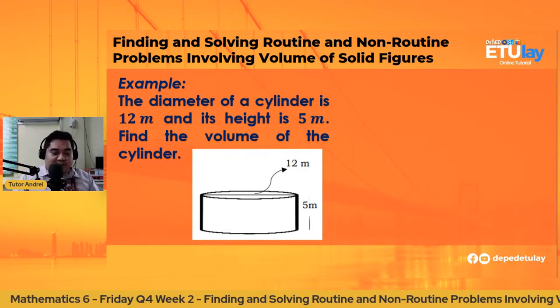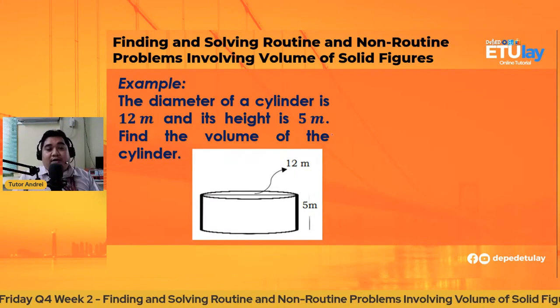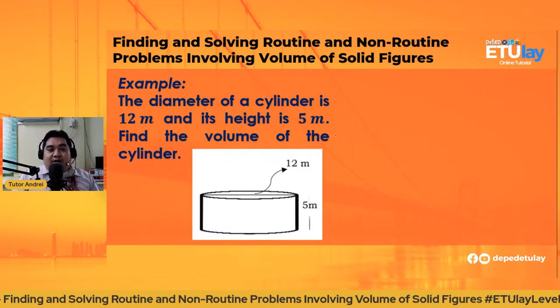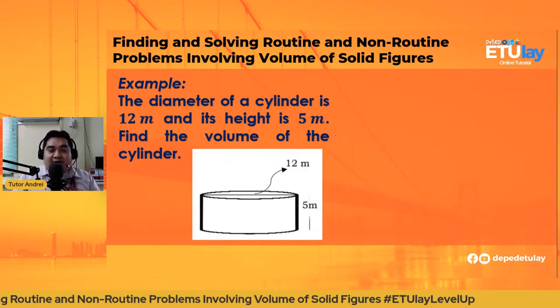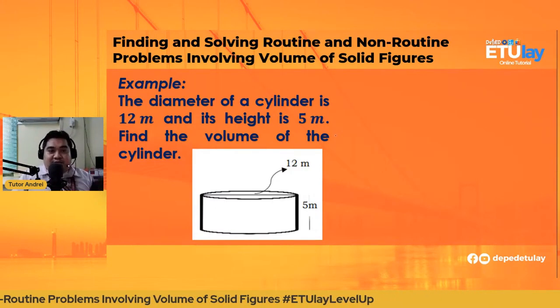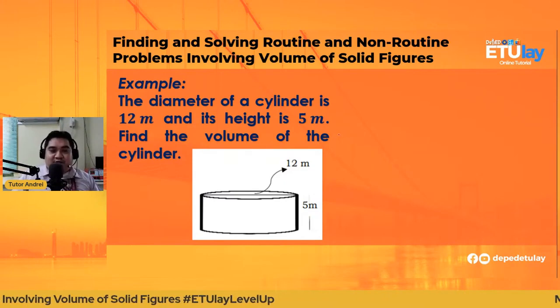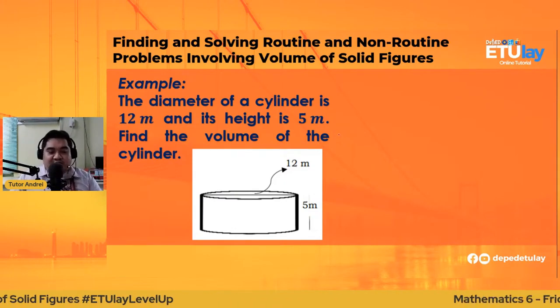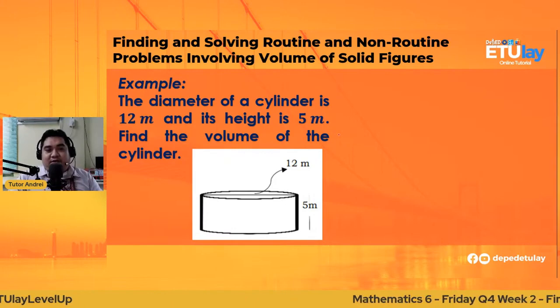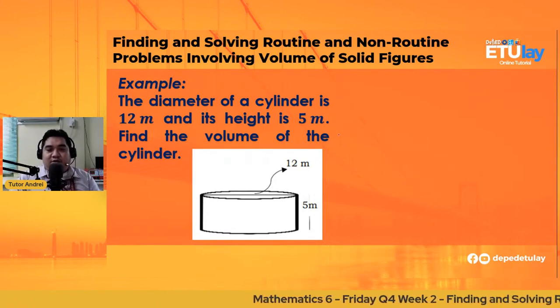Of course, to find the radius given the diameter, we divide the diameter by 2. So that's 12 meters divided by 2. So that's equivalent to 6 meters. So therefore, the radius of the cylinder will be 6 meters.